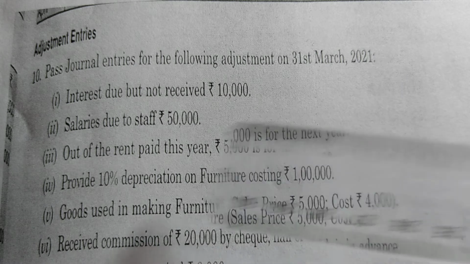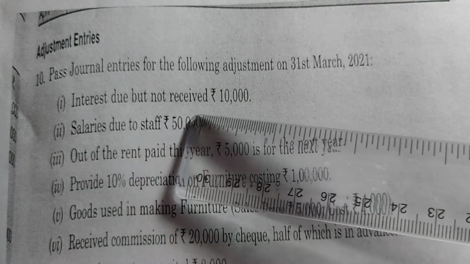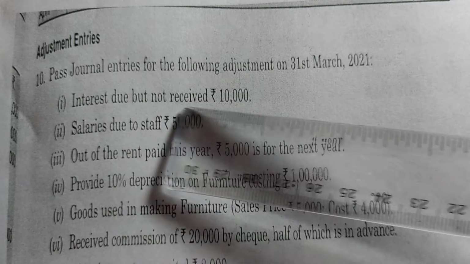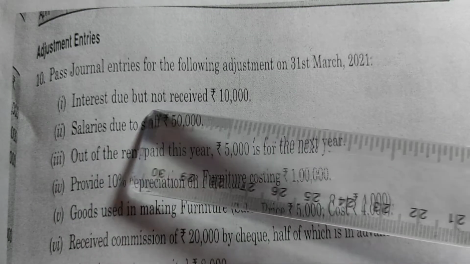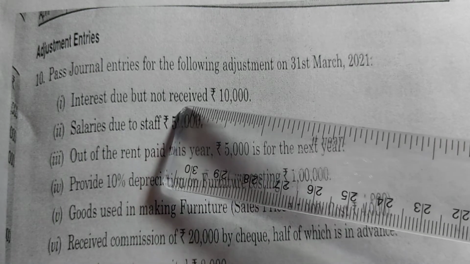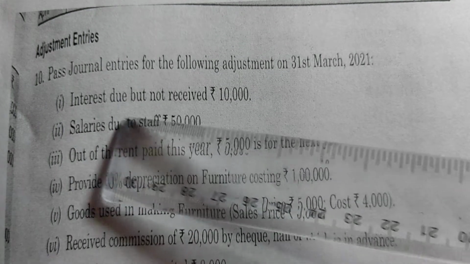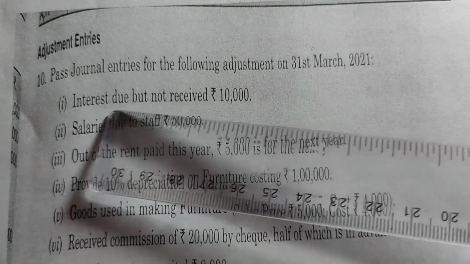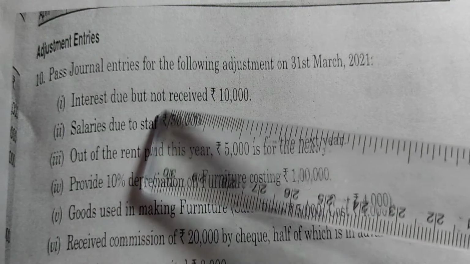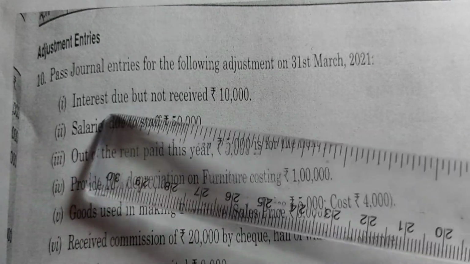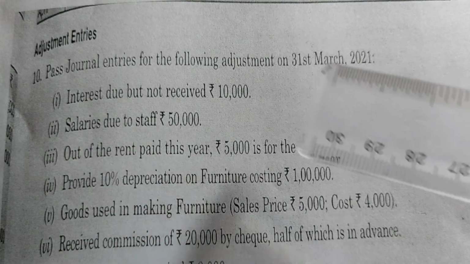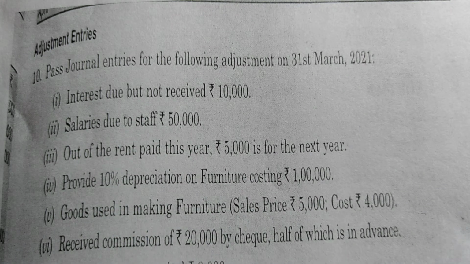Our first question is interest due but not received, rupees 10,000. Interest not received means income not received. Income not received means it is an accrued income. So the two accounts affected here will be interest account and accrued interest. Interest is an income, so it will be credited. Accrued income is an asset, so it will be debited.